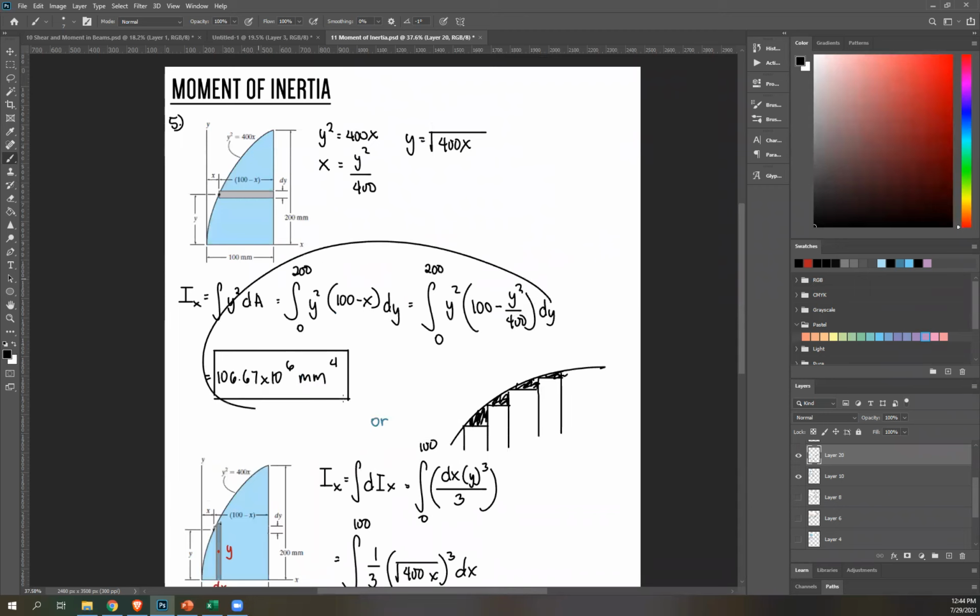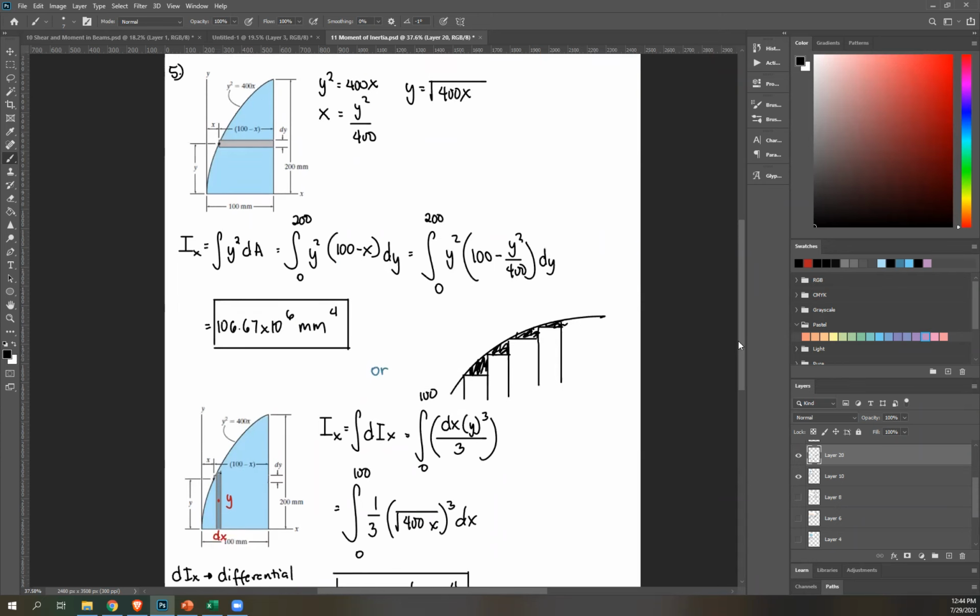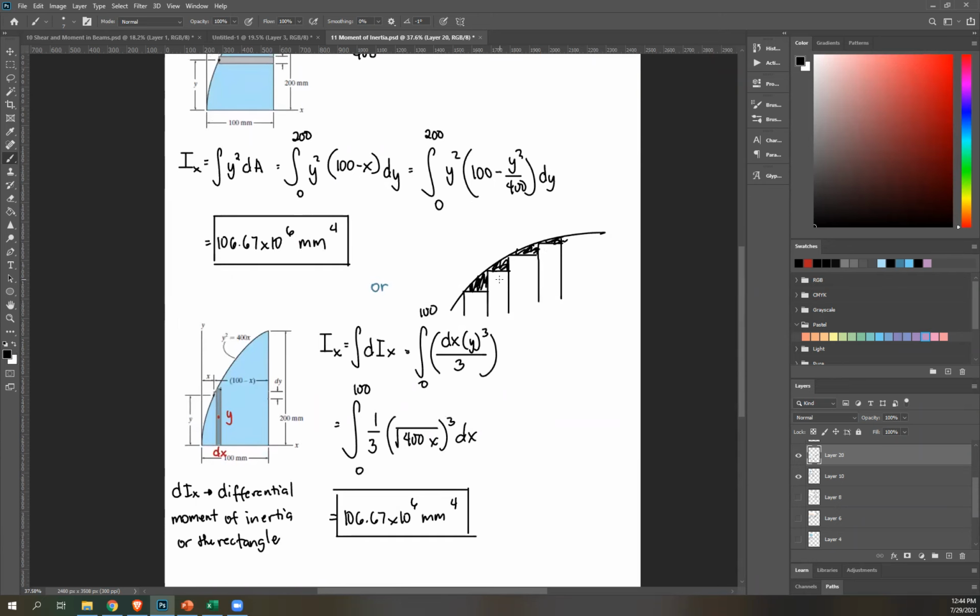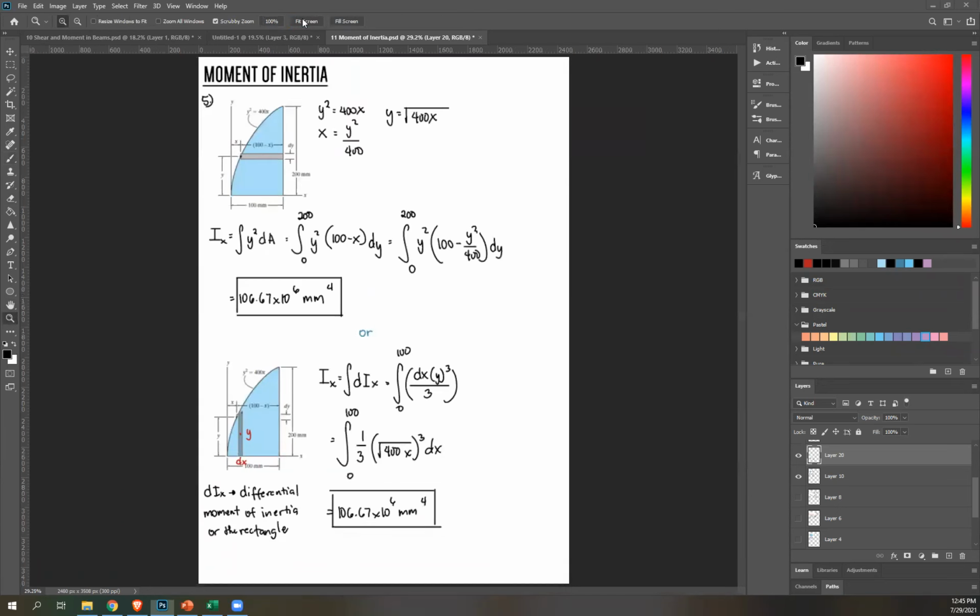Okay, again, this is considering the entire area here. We're using the moment of inertia of the rectangles instead of taking the total area of your shape. That's why, again, these shaded regions are not considered in the solution. Okay, that's it for number 5. Any questions for number 5? Please answer in the chat.